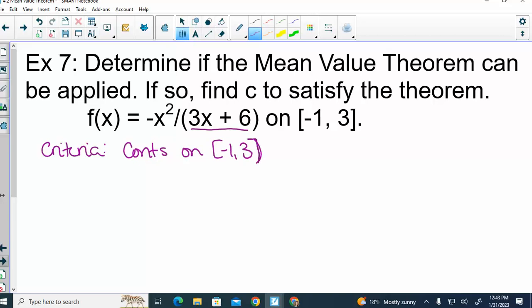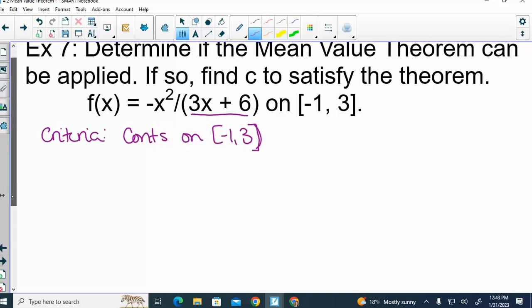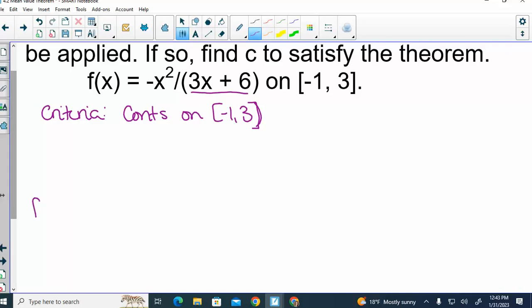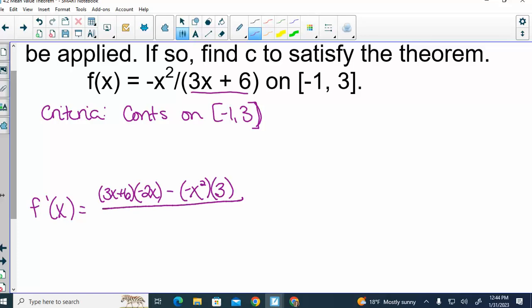To check if it's differentiable, we should probably do our derivative. So I'm going to come down below and do that. So quotient rule. Low d high, derivative of the top, minus high d low, derivative of the bottom, over low squared.